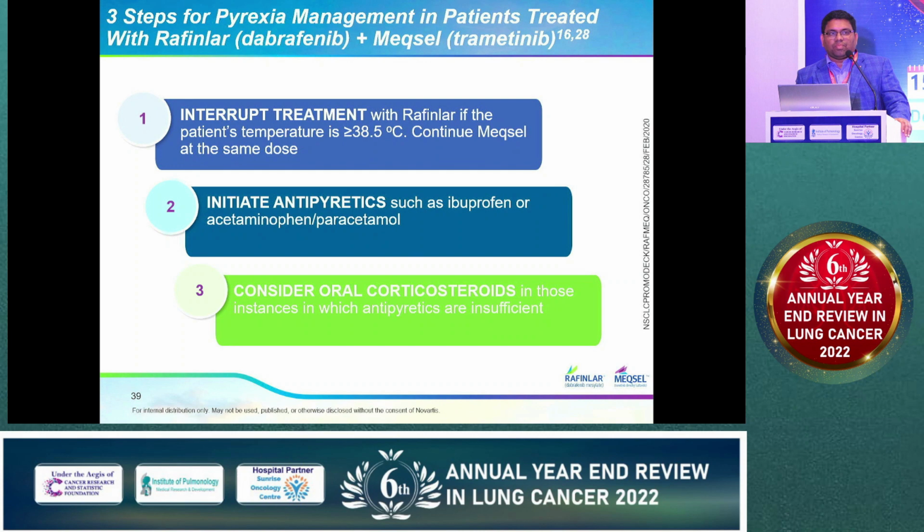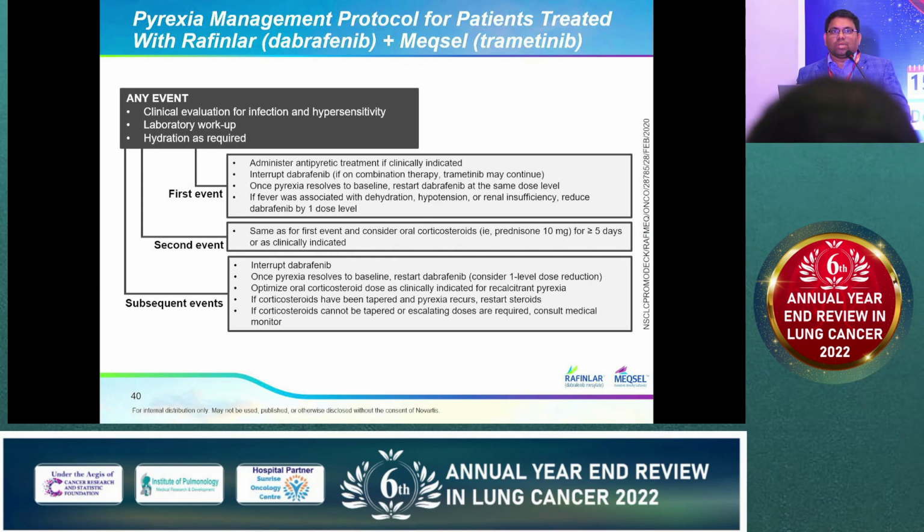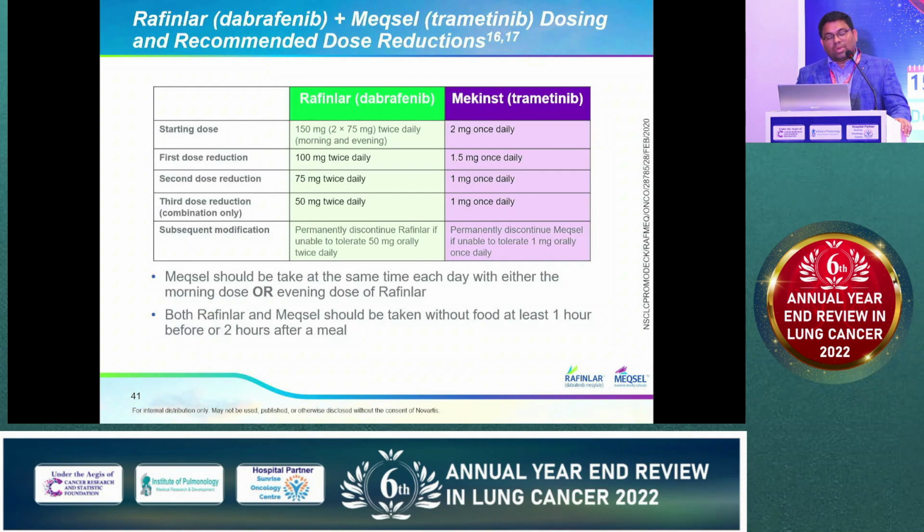If you have a temperature which is going above 38.5 degrees Celsius, stop the drug for some time. Give the patient antipyretics. Once it responds, you restart. If the patient is having recurrent pyrexias, then you can consider giving oral prednisolone. And mind you, this is required in around 10% of the patients. This is a recurring event and an irritating phenomenon. So it's best that when you're starting the patient, you counsel the patient that this is going to happen.